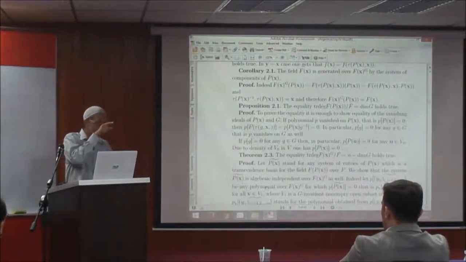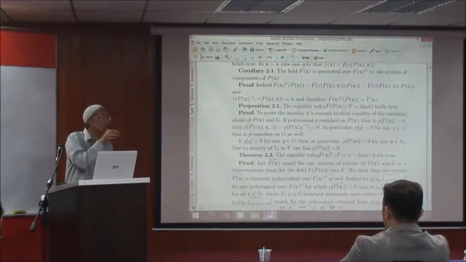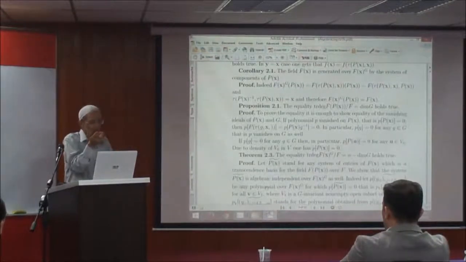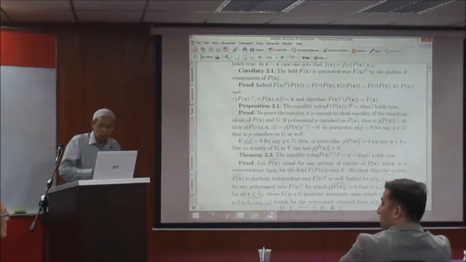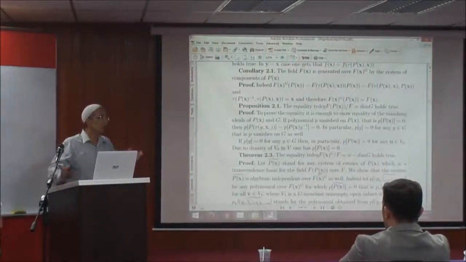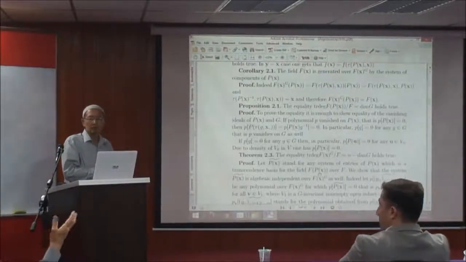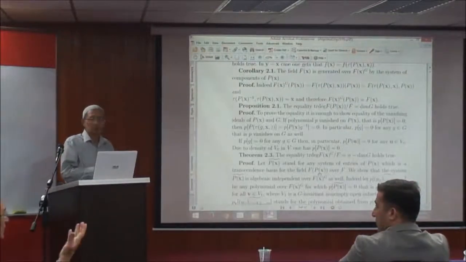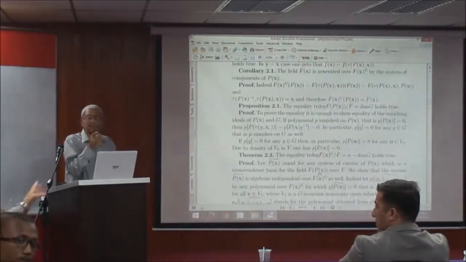It means you consider the corresponding field of rational functions. Then you evaluate the transcendence degree over F. Dimension in algebraic geometry is not the dimension of a vector space. But when you consider it for a vector space, it will be the same number. Vector space dimension is defined by linear addition. It's a simple case.